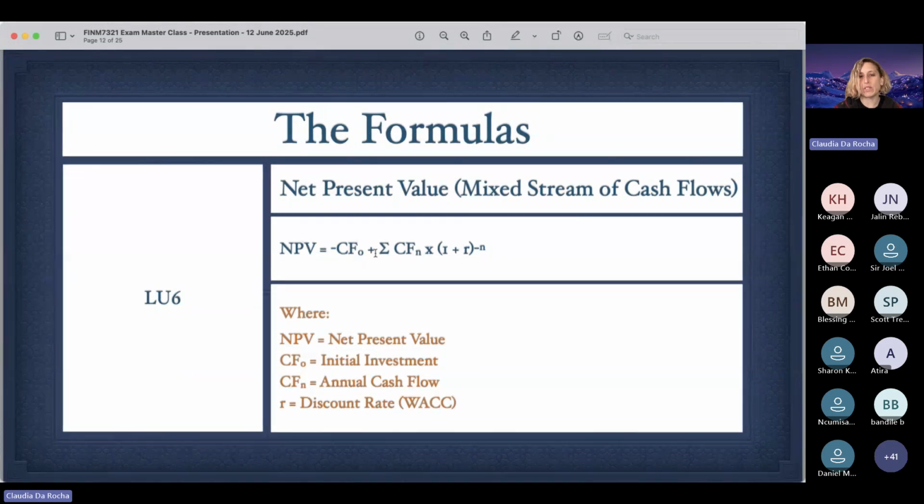So your initial upfront investment plus the sum of all the cash flows present valued. This (1 + r)^-n comes from Learning Unit 2 in essence. And your discount rate is your WACC. Of course, the formula and calculating NPV ultimately isn't difficult. It's the cash flows and how we calculate them in Learning Unit 6 that makes it very, very difficult.